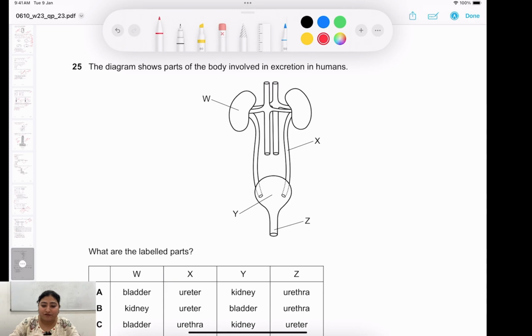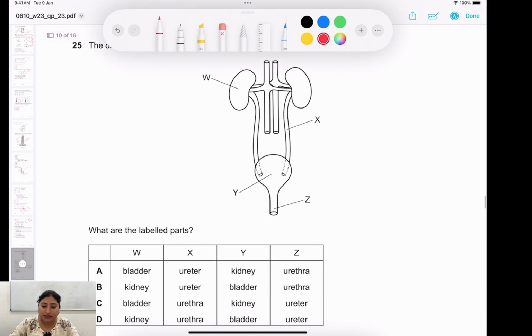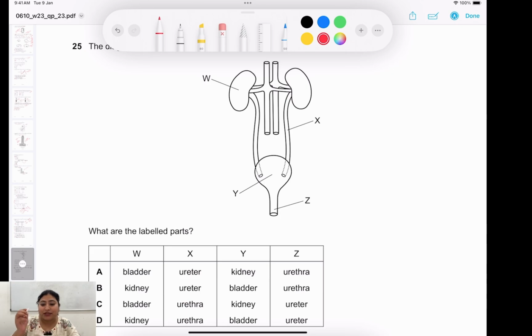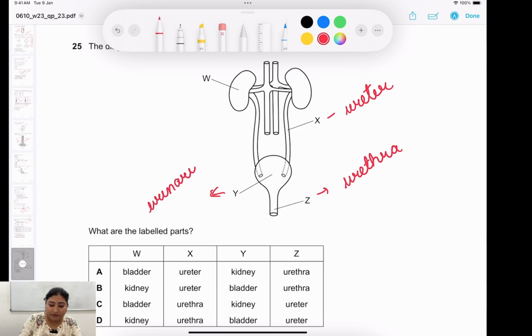The diagram shows part of the body involved in excretion in humans. So these are the different parts. Let's just label the parts so that you understand. Z is your urethra, X is your ureter, Y here will be urinary bladder, and W here is going to be kidneys. So W is kidneys, X is ureter, Z is urethra, and Y here is urinary bladder.